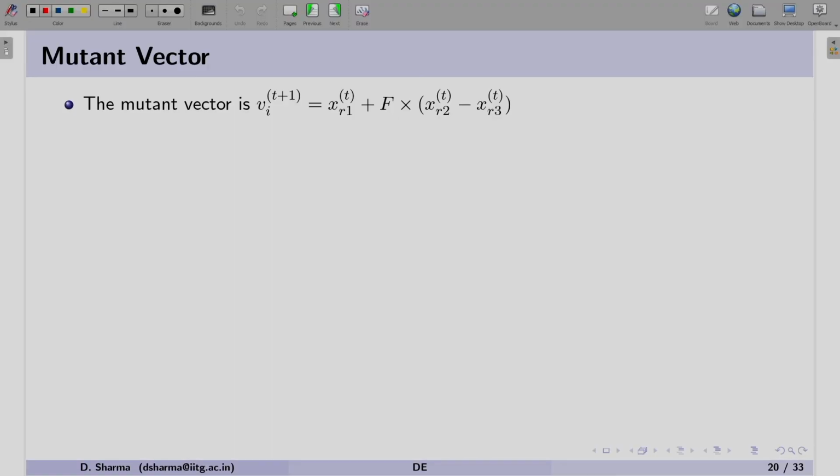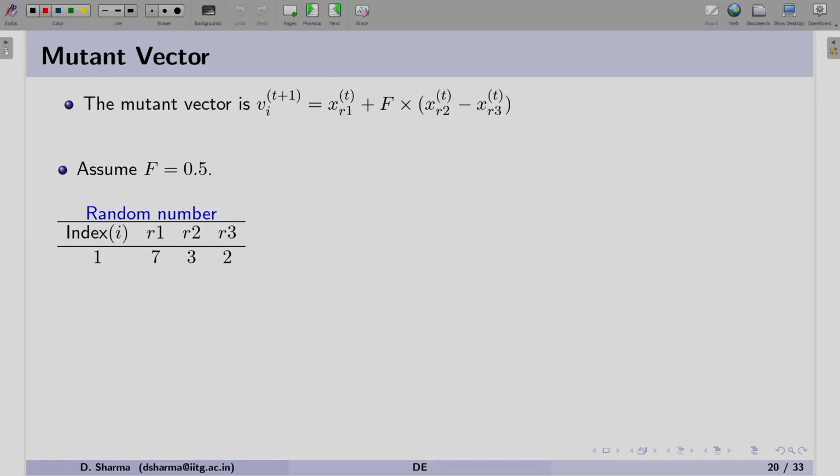So, we are going to do the operations now vector by vector. The first operation is the mutant vector. The formula is given to us, which is represented as a vector operation: the difference between the vectors, and adding it to the third vector. Now, for performing the mutant vector operation, we are assuming that F is 0.5.